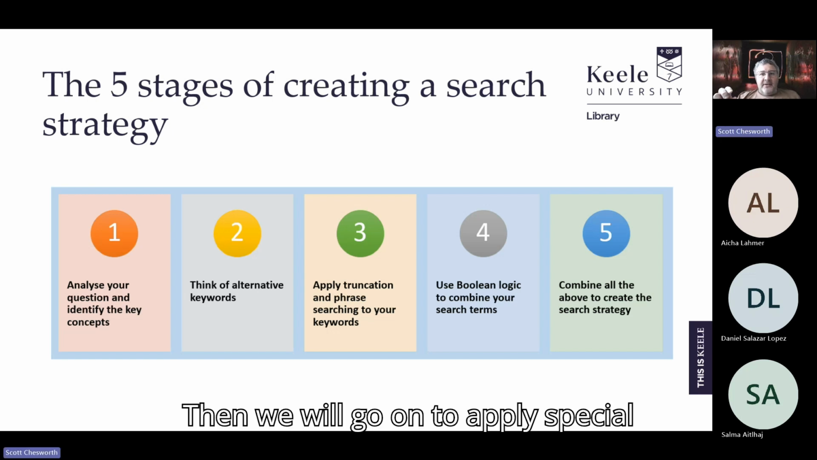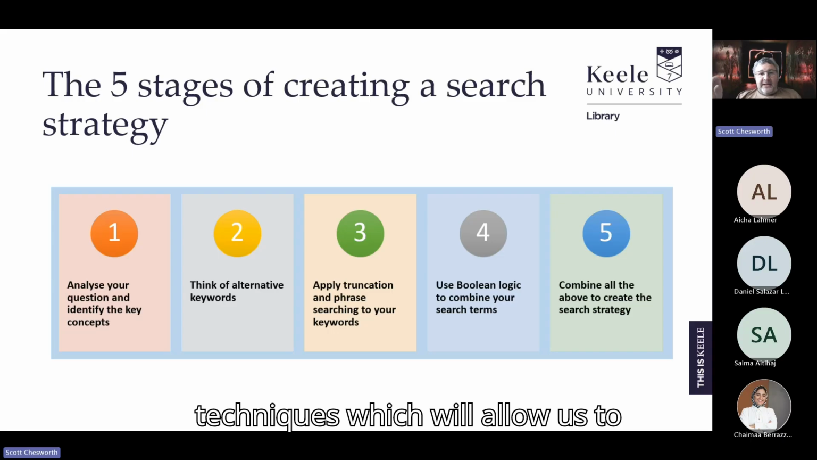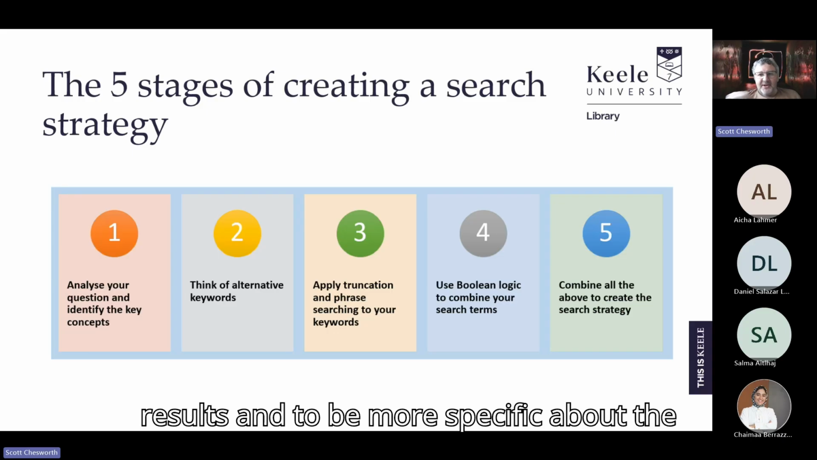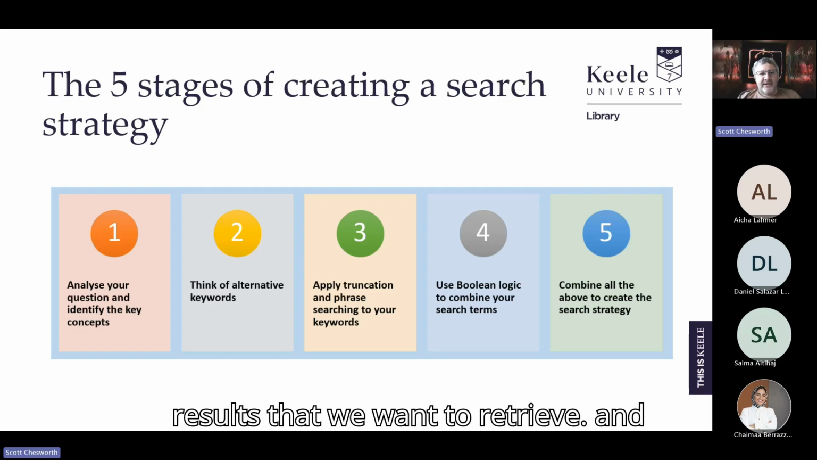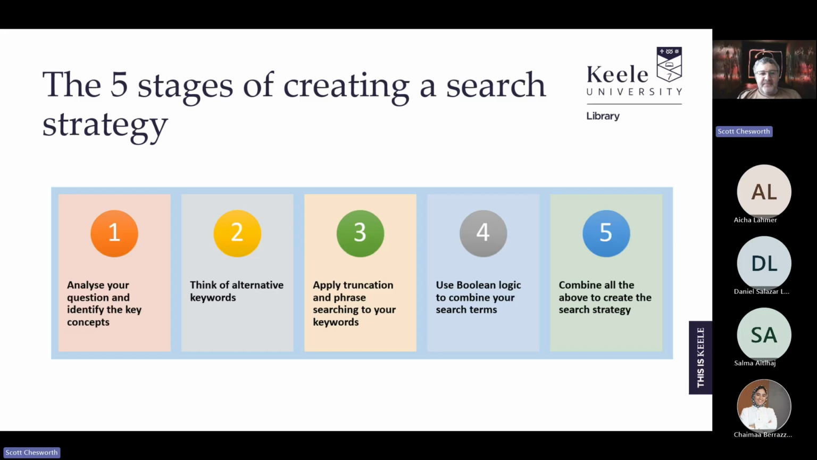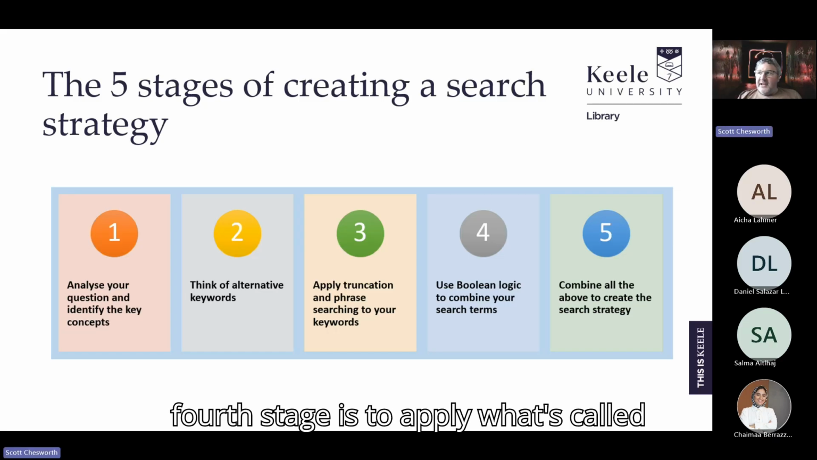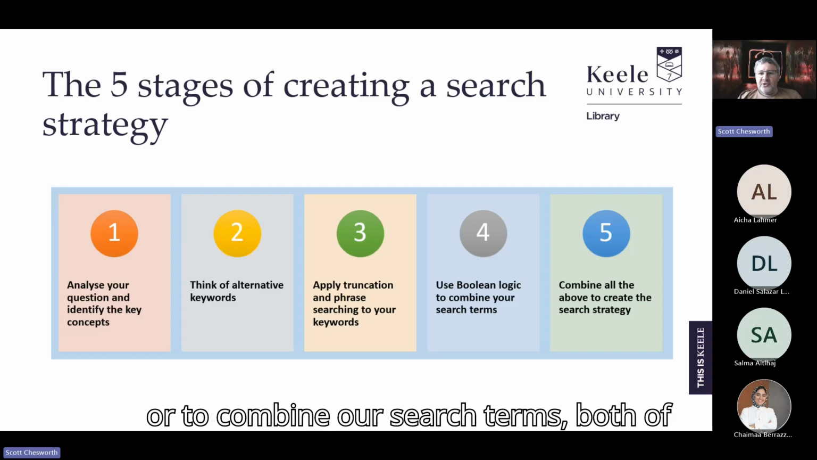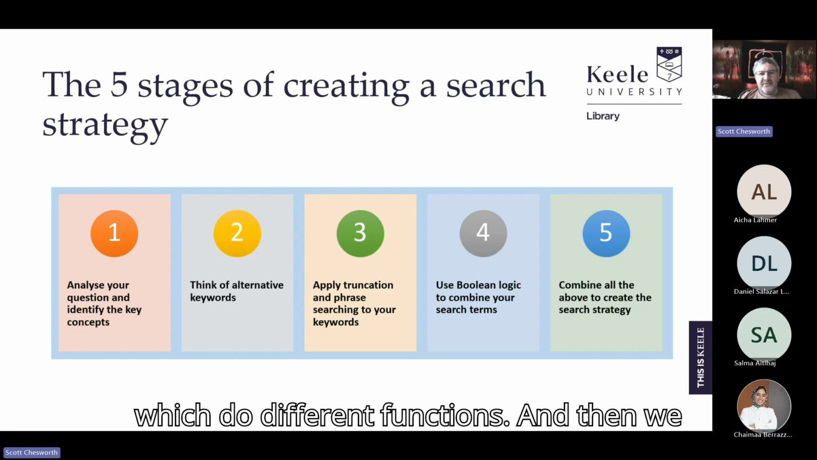Then we will go on to apply special techniques which will allow us to manipulate the database to give us more results and to be more specific about the results that we want to retrieve. And that is applying things like truncation and phrase searching. The 4th stage is to apply what's called Boolean logic, which is applying and or to combine our search terms, both of which do different functions.